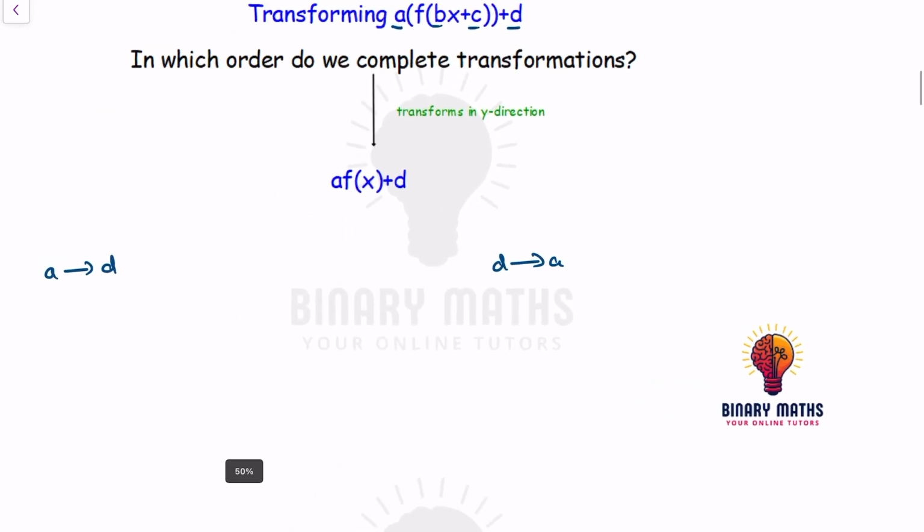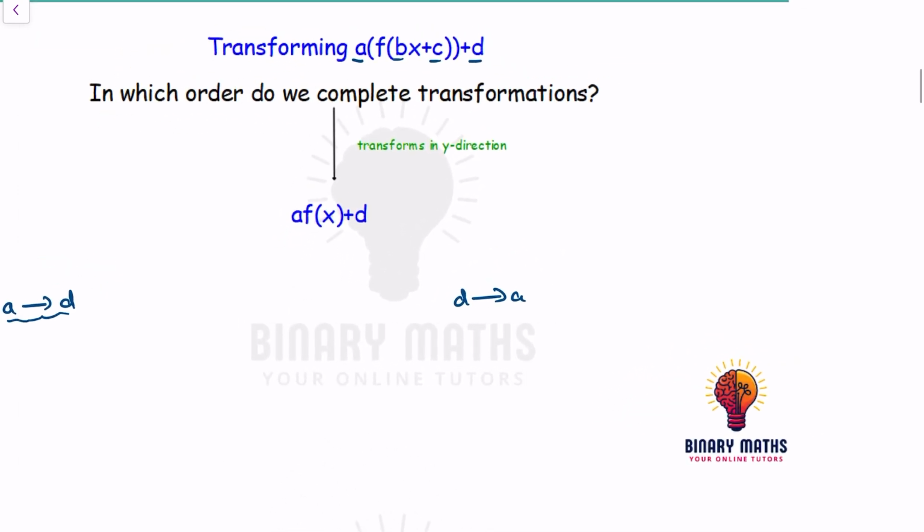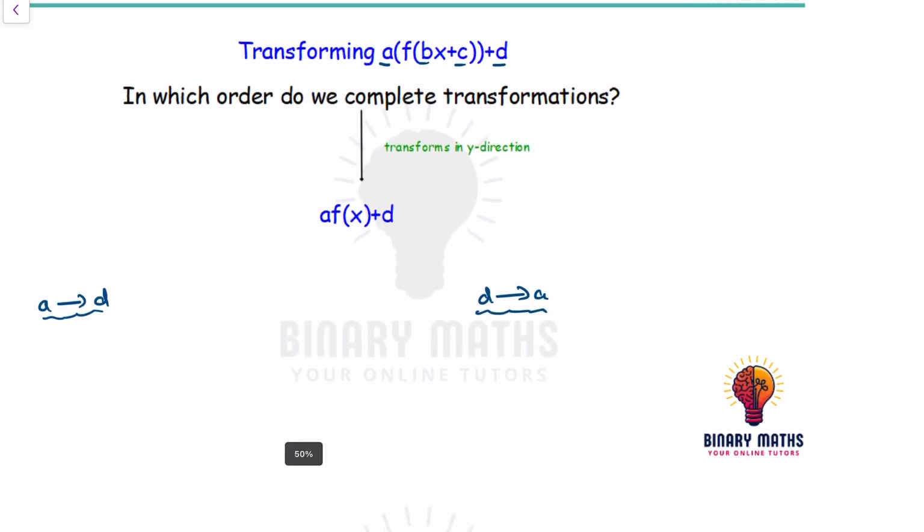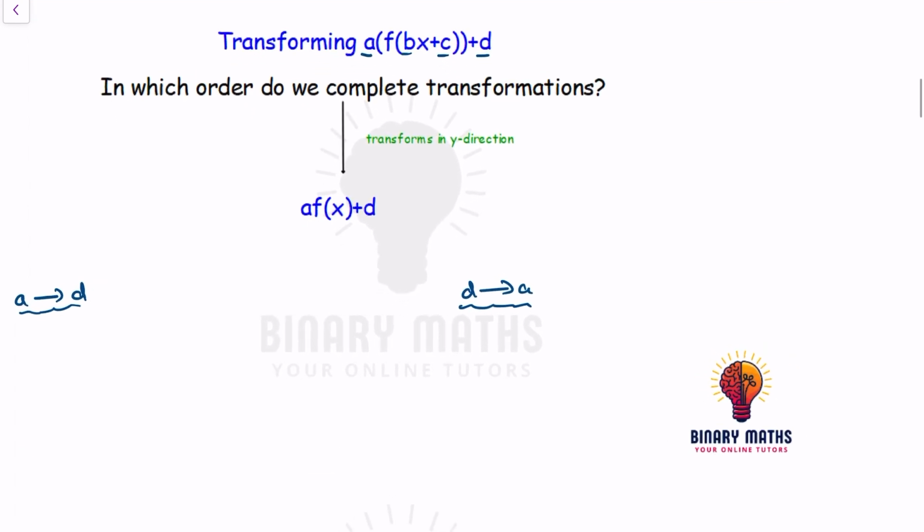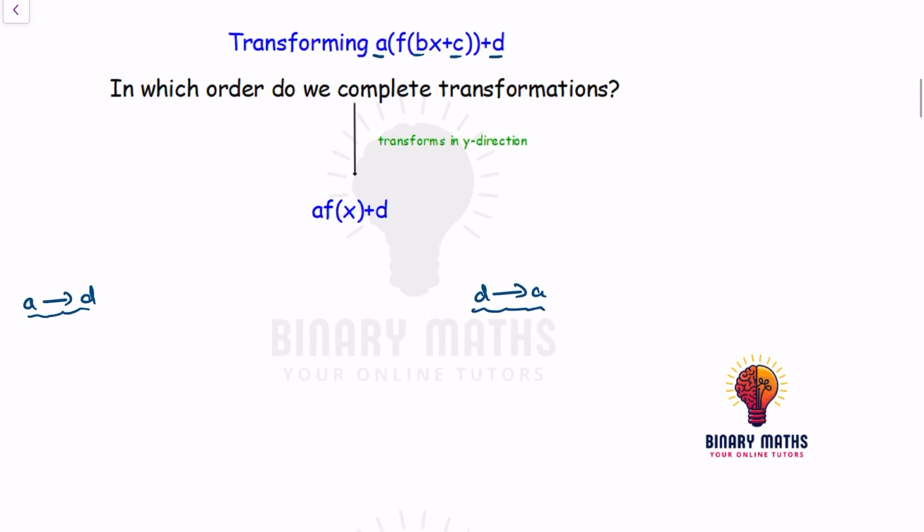Okay, so we're looking at this case. A before D and then D before A. Remember, our initial function is always f of x, and then we're applying a to it. So we're going to get a times f of x. When we do a times f of x, we get a vertical stretch, and because it's the y that's being affected, it's the same scale factor, scale factor a.